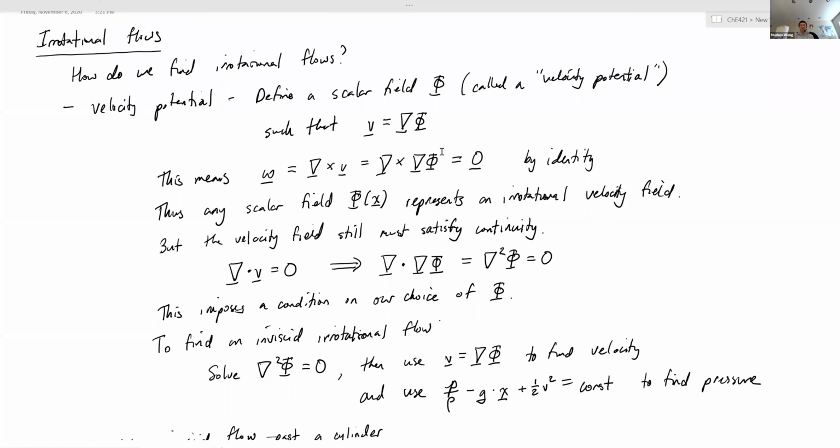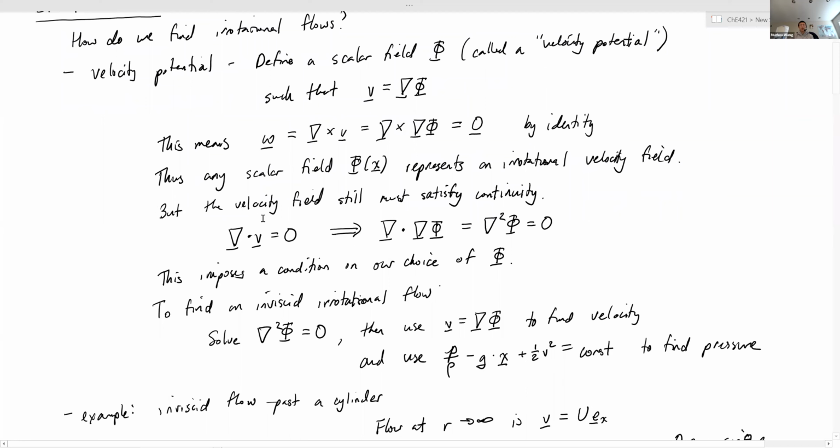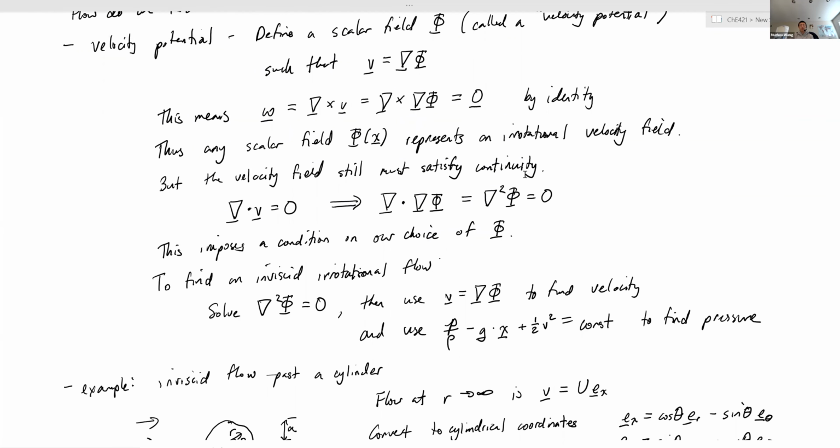Quickly again, the second time: velocity is the gradient of the velocity potential, and so from how we define the velocity potential, that velocity field always has a vorticity equal to zero, because the curl of a gradient is equal to zero. To make it a real velocity profile, you have to make sure it satisfies the continuity equation, and so the continuity equation implies that the velocity potential has to satisfy this equation here: the Laplacian of it has to equal zero.